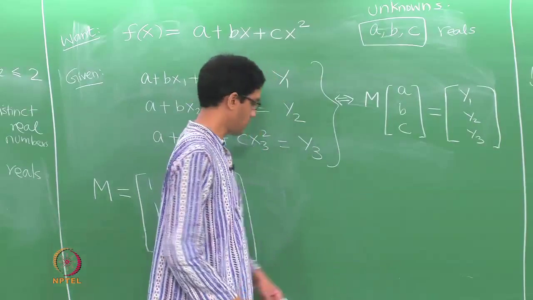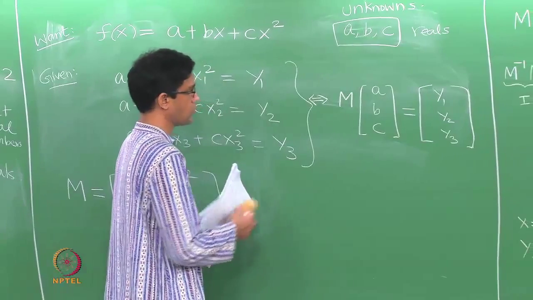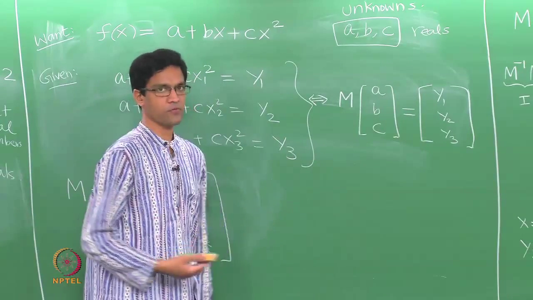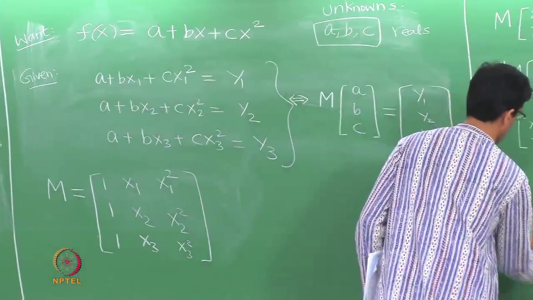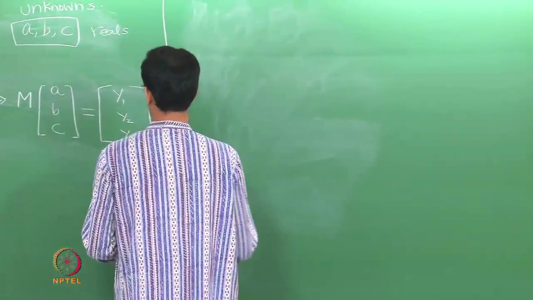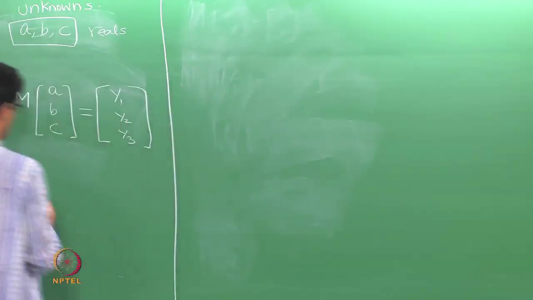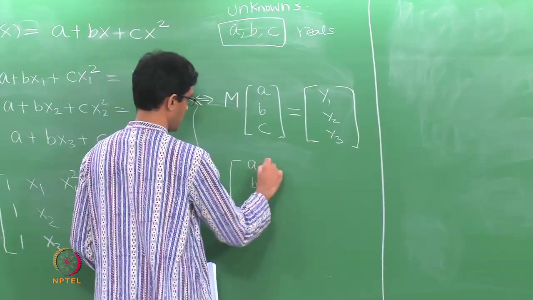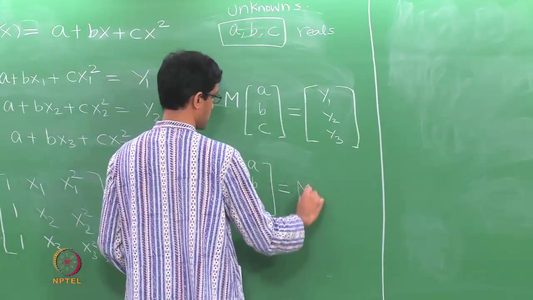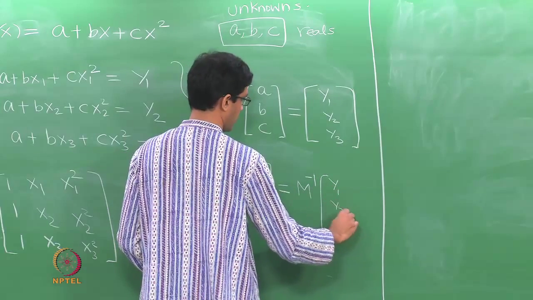Okay, so we've rewritten our system of equations, and now all we are required to do is try doing the same thing as before, which is to multiply both sides by the inverse of M. So this equation can be solved as follows. The solution A, B, C is therefore just the matrix M inverse multiplied by y1, y2, y3.